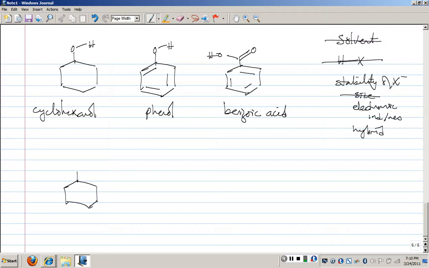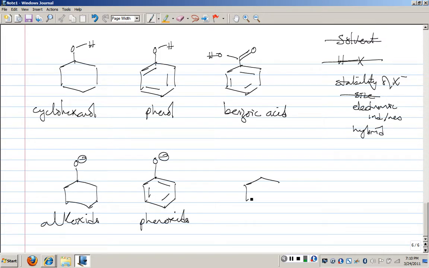So here is the conjugate base, which is the alkoxide. This is an alkoxide ion. This would be the phenoxide ion. Right, this is the phenoxide. And this would be the benzoate ion. Okay. Well, let's look at the stabilities.